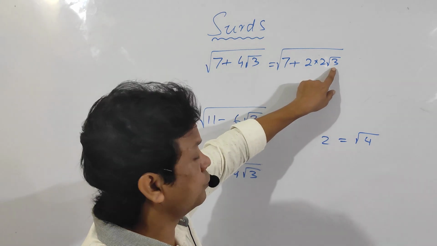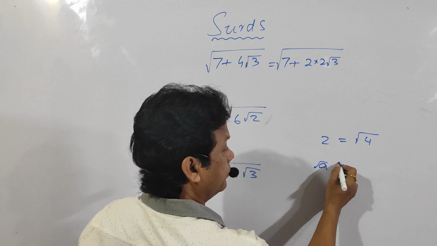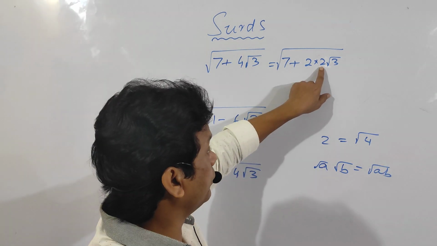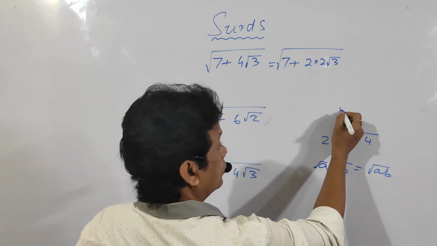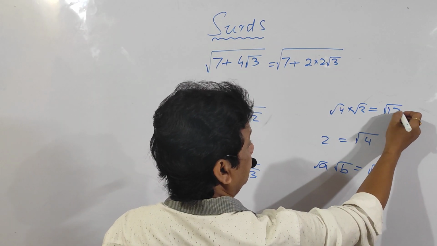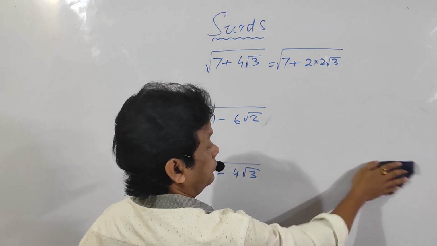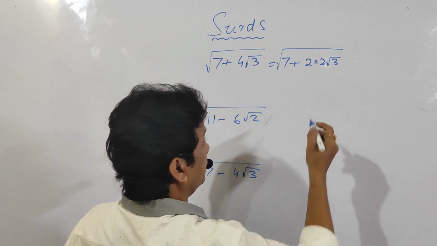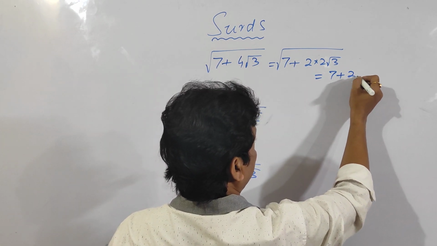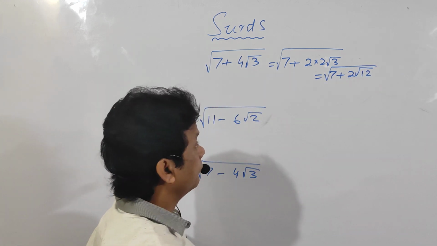So square root of 4 into square root of 3 will be equal to, I have told you, root of A into root of B is equal to root of AB. So square root of 4 into square root of 3 will be 4 times 3 is 12, square root of 12. Is that clear to you or not? So simply write this one as 7 plus 2 into square root of 12.